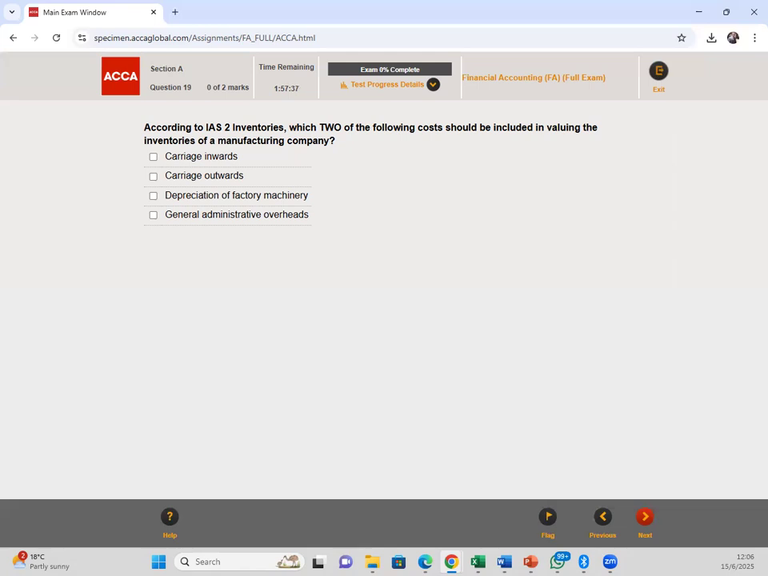So the question is then to identify two costs which are part of inventory according to IAS 2, which we include in the valuation of inventory. Anyone to try that before we move? Yes, Precious? Precious is saying A and B.